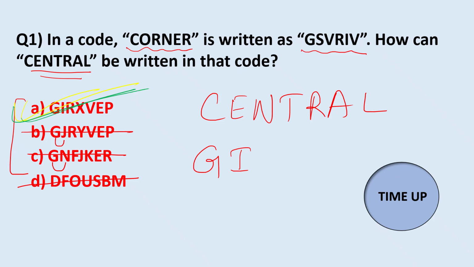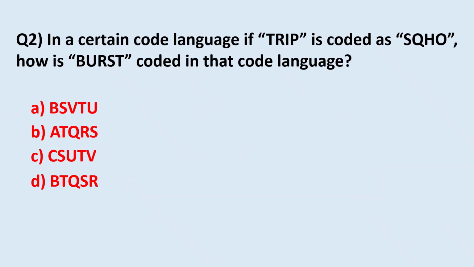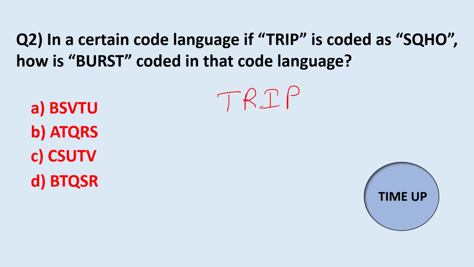Okay. Second question on your screen and your timer starts now. Try to solve it. In a certain code language, if TRIP is coded as SQHO, how is BURST coded in that code language? Correct? So how to solve this? Let us see. TRIP is coded as SQHO. Write the place values. It will be easier.